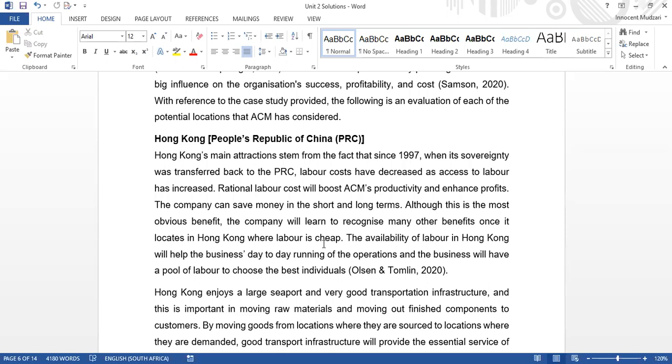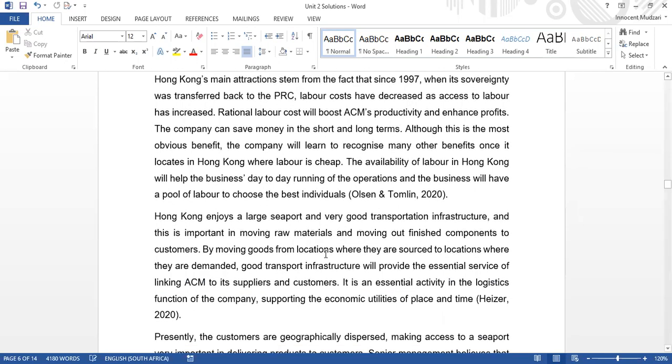Although this is the most obvious benefit, the company will learn to recognize many other benefits once it locates in Hong Kong, where labor is cheap. So write about how those positives will help ACM or will be of benefit to ACM.